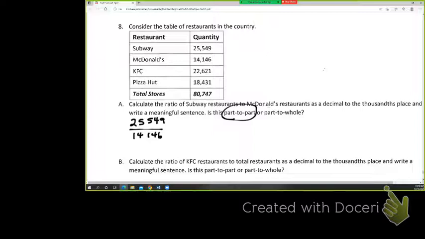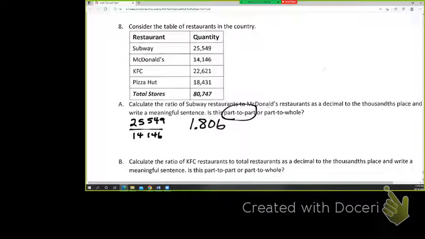They divided. So 25,549 divided by 14,146 gives 1.806. Because it's to the thousandths place, that means we're going to keep 3 decimal places. And now we're going to write a sentence.